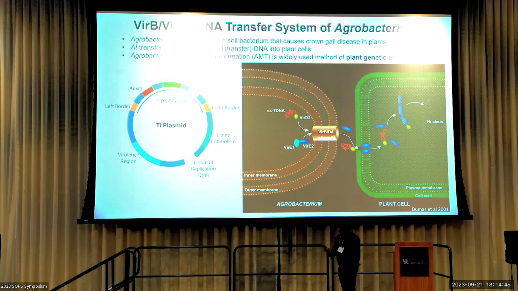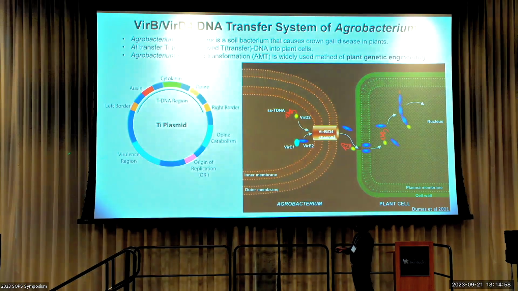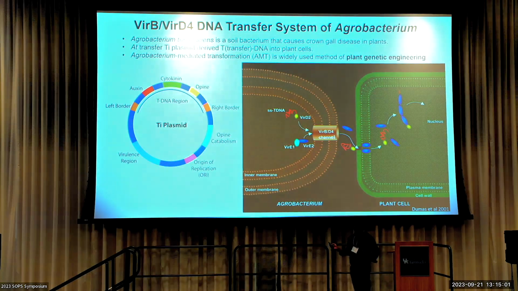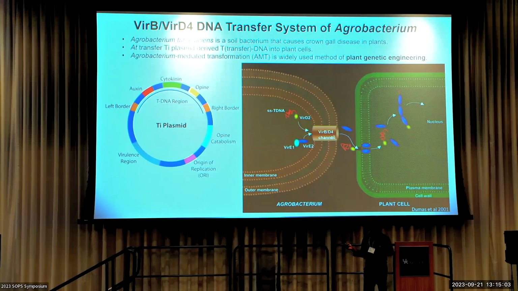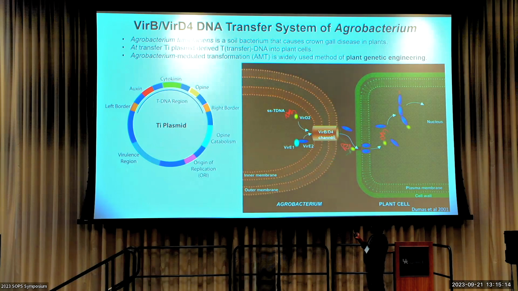Agrobacterium tumefaciens is a plant soil bacterium that causes crown gall disease in plants. This Agrobacterium tumefaciens has a Ti plasmid, and the virulence region of this Ti plasmid encodes for several DNA processing and secretion system genes. Upon induction by plant phenolic compounds, the secretion system proteins of this Ti plasmid assemble a type IV secretion channel at the bacteria and plant cell interface.